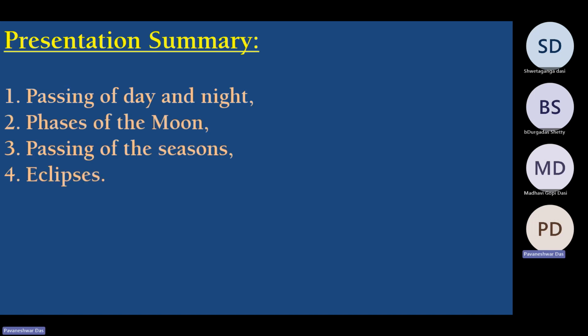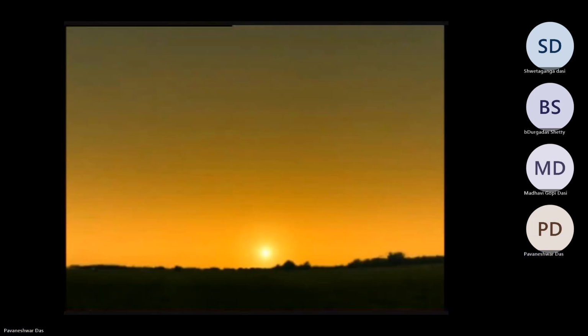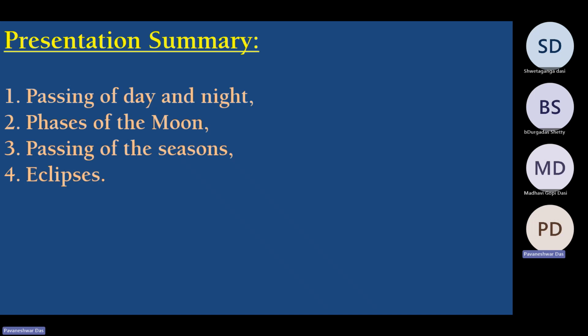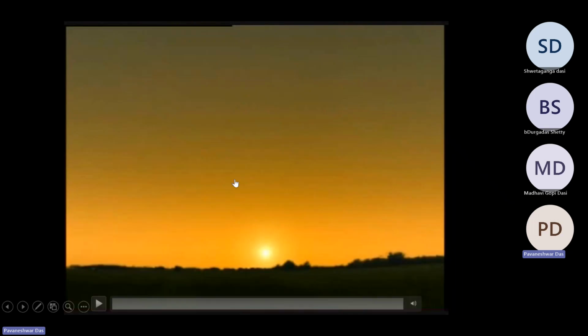So we have seen in brief the 4 things: passing of day and night, phases of the moon, passing of seasons, and eclipses. Briefly we discussed. Don't worry, this is just to help you understand what it is. If you want to understand in more detail, you need to spend a little more time to go through it. It's already 8:30. There is a small video; whatever we discussed will come in the form of a small video. With this video, we'll close today's discussion.